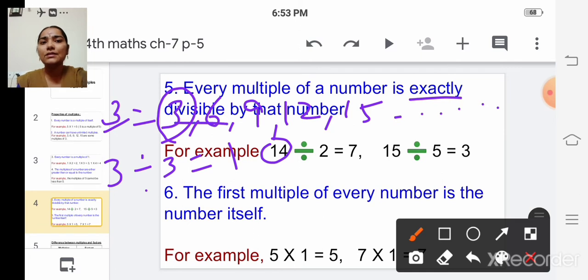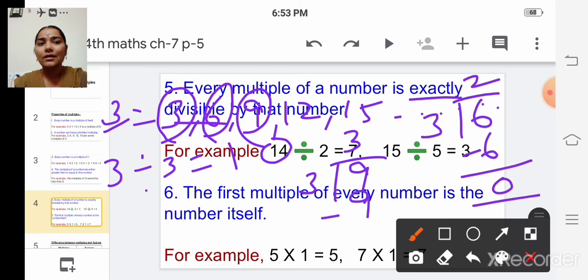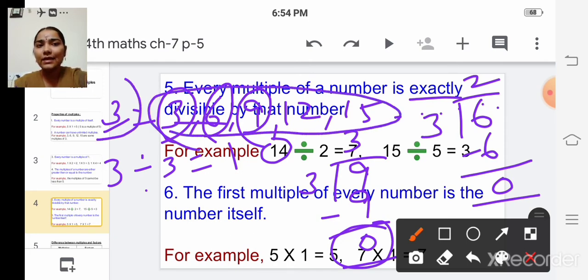Exactly divisible means the remainder should be 0. So if we divide 6 by 3, then 2 threes are 6 and we get the remainder as 0. If we take 9 divided by 3, then 3 threes are 9 and the remainder is 0. So exactly divisible means the remainder should be 0. Every multiple of a number is exactly divisible by that number.